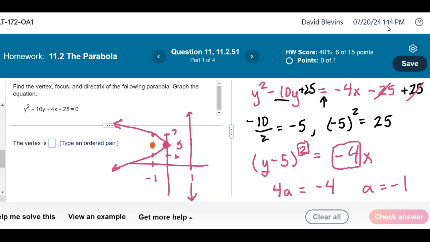When we plot this, it's going to ask for the vertex. That's the 0, 5. It's going to ask for the focus. That's going to be the negative 1, 5. The directrix is x equals the x coordinate of the vertex minus a. In this case, it would be minus negative 1, so plus 1. So this is just x equals 1. And then graphing the equation, that's where we need one of these other two points that are the end of the latus rectum. The latus rectum is always the number in front of the x or the y, first power.